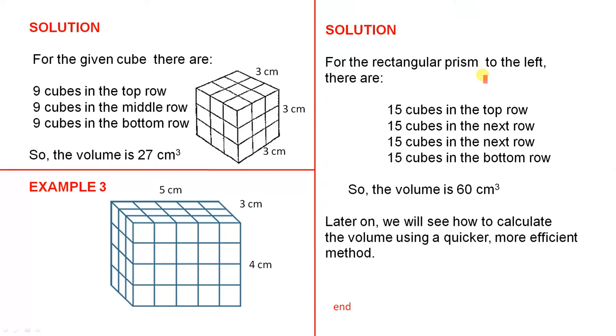for the rectangular prism to the left, there are 15 cubes in the top row. That's that row there, that top row there. 15 cubes in the next row, which is this one all the way along. 15 cubes in the next row. And 15 cubes in the bottom row. So when we add those together, the volume is 60 cubic centimetres.